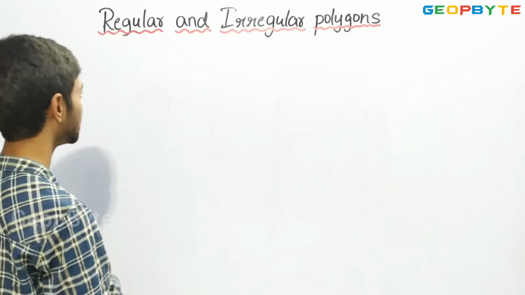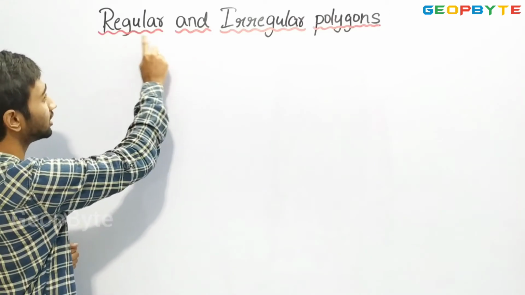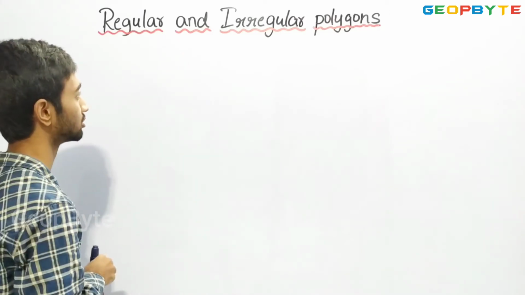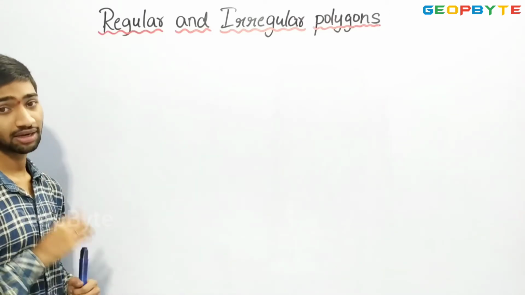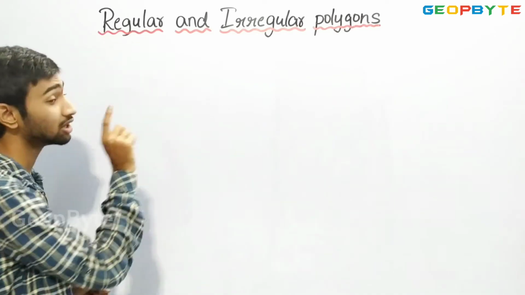Now let us see the concept of regular and irregular polygons. First of all, let us write the definition of a regular polygon.